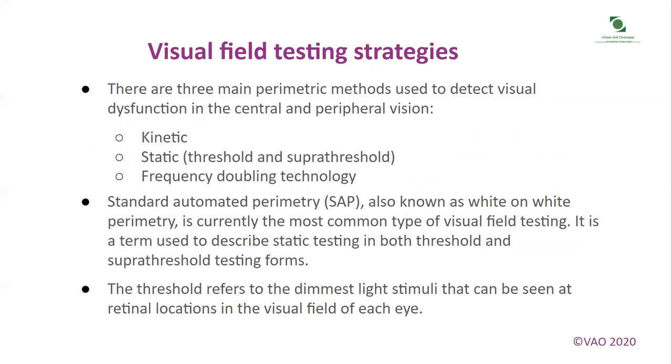Standard automated perimetry, also known as white-on-white perimetry, is currently the most common type of visual field testing. It is a term used to describe static testing in both threshold and suprathreshold testing forms. The threshold refers to the dimmest light stimuli that can be seen at retinal locations in the visual field of each eye.